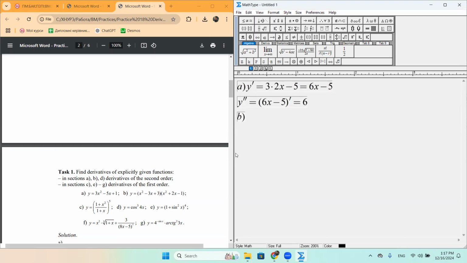Let's move to B. We have the following expression. So we need to differentiate a product of functions. Of course, we can expand brackets, but now let's differentiate the product. It will be easier.